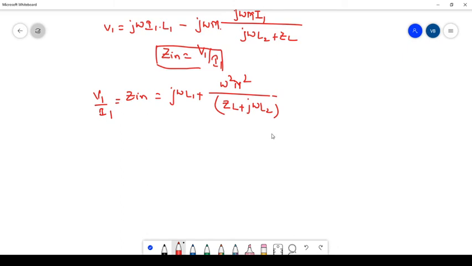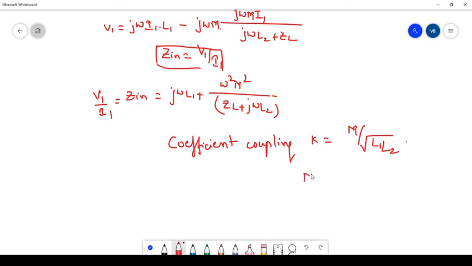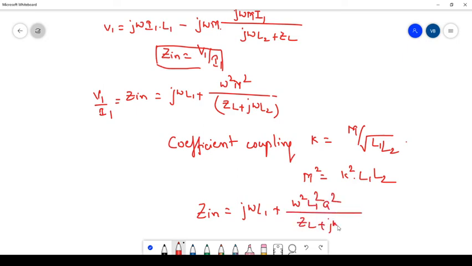Okay, you already know the coefficient of coupling, which is k equals M by the square root of L1 L2. So M square equals k square into L1 L2. You can write it like this. Substituting those values here, you will get Zin equals j omega L1 plus omega square k square L1 square by ZL plus j omega L2.